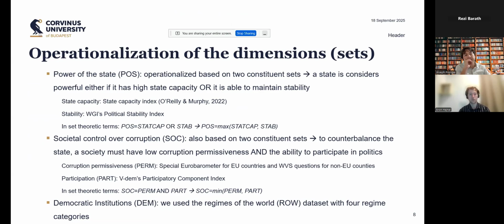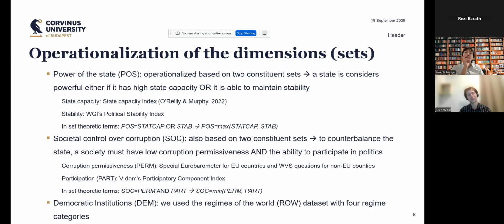Two of the dimensions we operationalize based on two constituent sets or factors. We argued that the power of the state depends on, or could be operationalized based on, state capacity and stability. And we argued that a state can be considered powerful either if it has high state capacity to implement policies, but it can also be considered powerful if it is able to maintain stability. So basically, either strong state capacity or ability to maintain stability is sufficient for high state power.